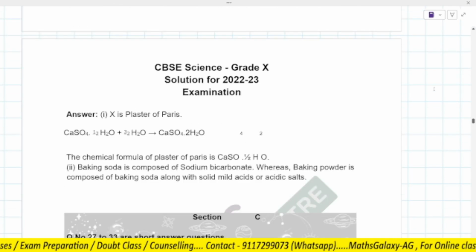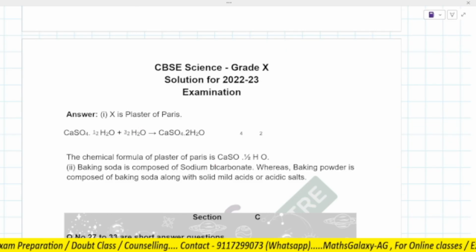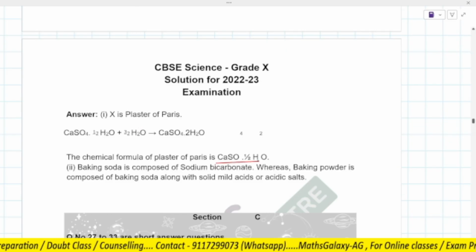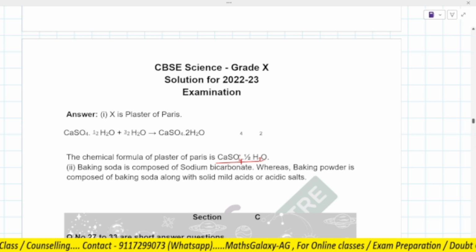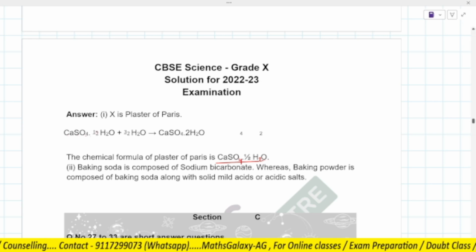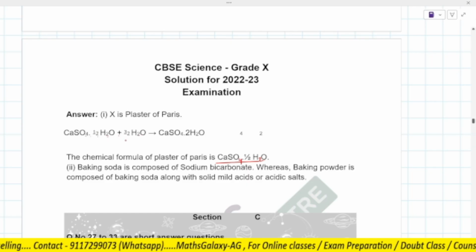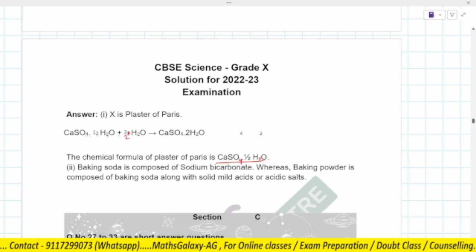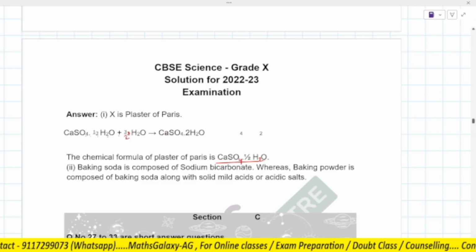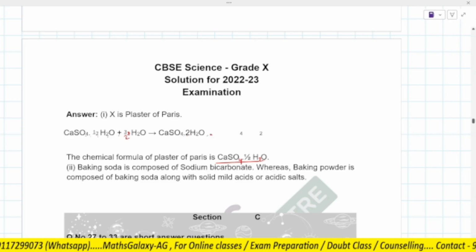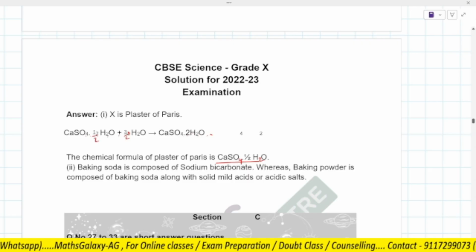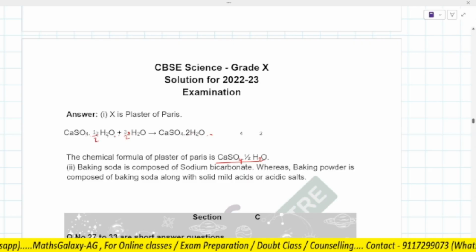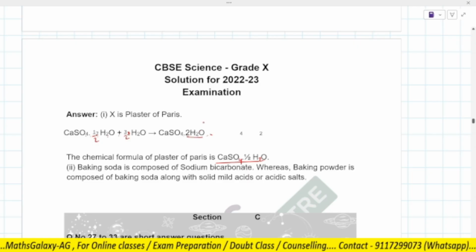So as you can see here, the chemical formula is CaSO4, here it's 4, okay, and half H2O, right? So when CaSO4 dot half H2O plus 3 by 2 H2O, it will become CaSO4 and 2 H2O, okay? Here it's half H2O, so here 3H and here 1. So on this side it will be 4 in total.